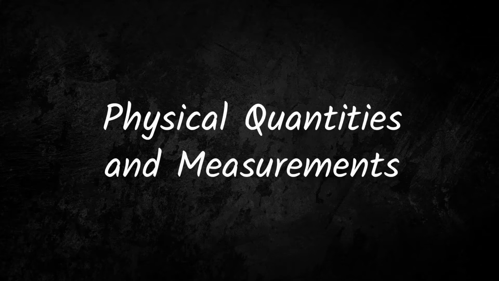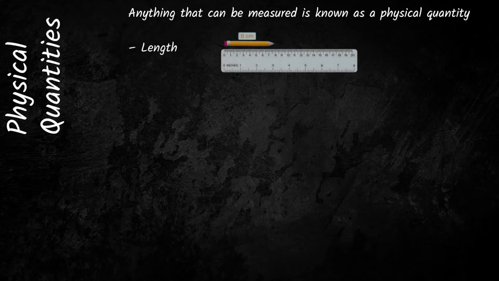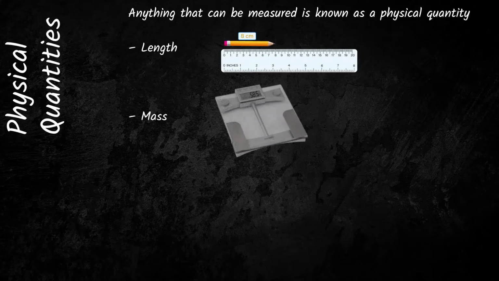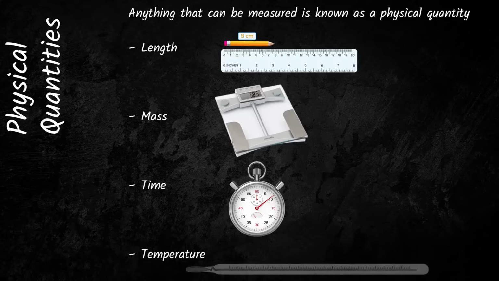and measurements. The very first question that arises is what are physical quantities, right? So anything that can be measured is known as a physical quantity. Example, length that can be measured using a simple ruler, mass which can be measured using a simple electronic balance, time which can be measured using a stopwatch, and temperature which can be measured using a thermometer.